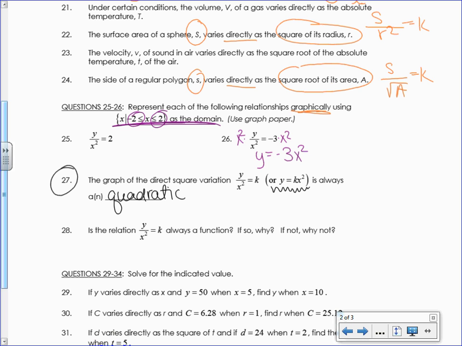And are quadratics always a function? The answer is yes, because it passes the vertical line test, which I'm pretty sure you guys learned about before. I'll be lazy. VLT, vertical line test. So if you graph a quadratic and you draw a vertical line through it, that vertical line only hits it once. So it only hits it once, so it's a function.